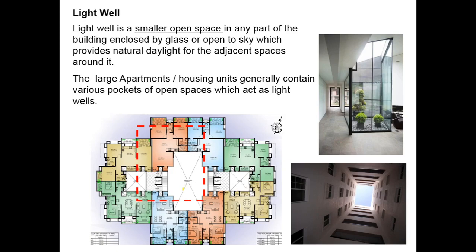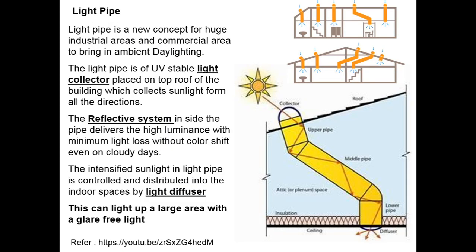In order to provide better lighting and also ventilation, we have something called a light well, which is a very small open space in any part of the building, enclosed by glass or even open to sky, which provides natural daylight for the adjacent spaces around it. So large apartments or housing units generally will have pockets of open spaces which act as light wells.